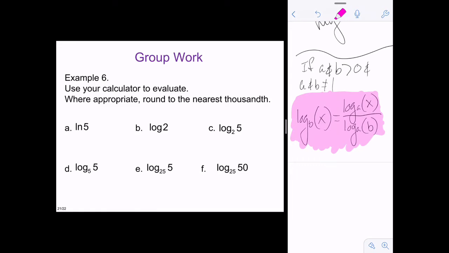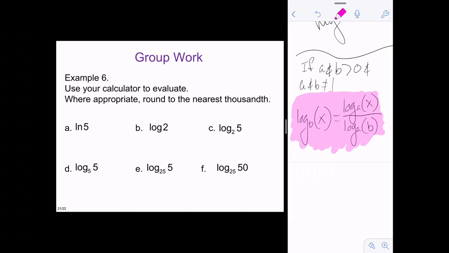Plug them in. Use the change of base formula if you need to. If you can do it without the change of base formula, do it. If you need to use the change of base formula, do it. Make sure that you do all of these before you go check. I'm about to show you the answers. I'm just going to flip over to the next page. It's going to show you all the answers. Pause it. Make sure you plug everything in. Get an answer for everything. If it's an approximate, round it to the nearest thousandth, which is 3 decimal places after the decimal.